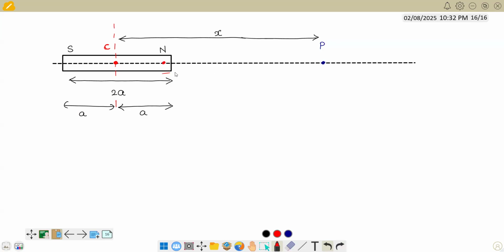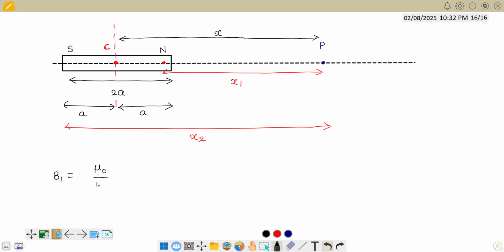So let me call this x1. And from here to here, let me call it x2. So based on this, I will get B1 equals mu naught by 4 pi, magnetic pole strength M divided by x1 cube. Similarly, what is B2? Mu naught by 4 pi M divided by x2 cube.